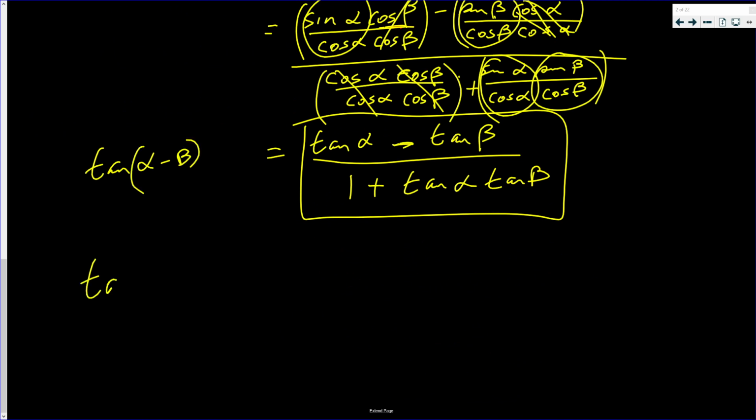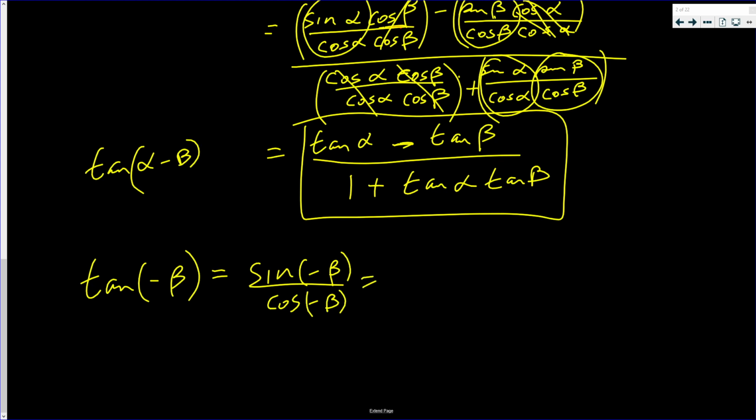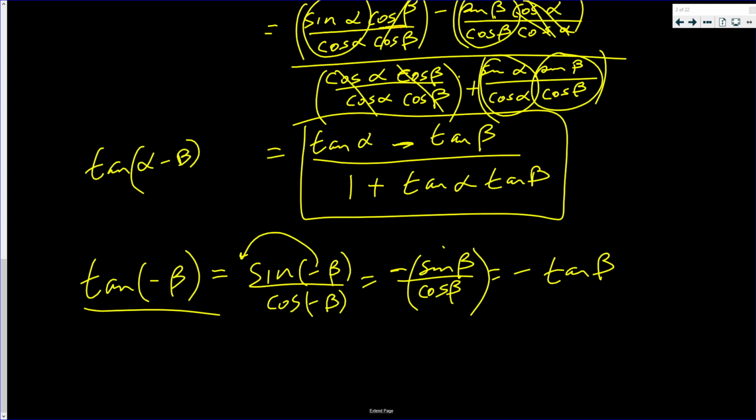Now, what happens to tangent of negative beta? Well, it's the same as sine of negative beta over the cosine of negative beta. In the numerator, the negative sign can come out in front, and it's negative sine beta. And for cosine of negative beta, it's just cosine of beta. So what we get is negative tangent beta. That is, tangent of negative beta is negative tangent of beta.